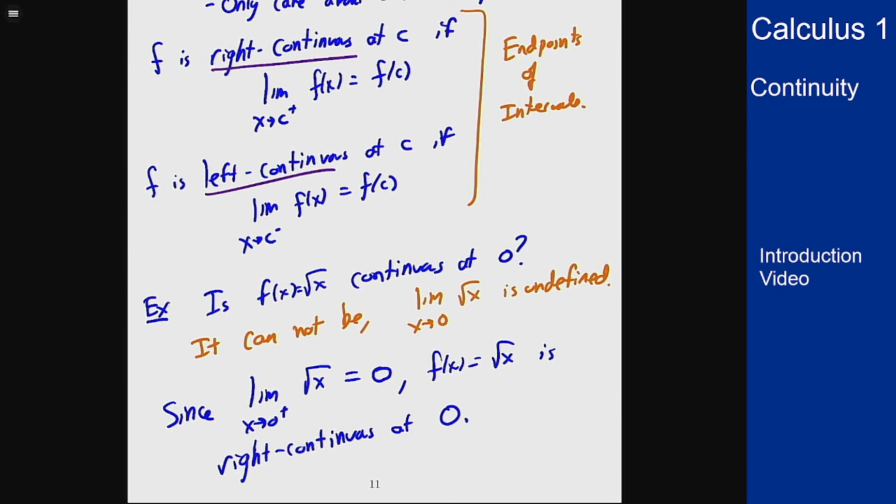So that's the basis of continuity, including one-sided continuity, and how we can talk about functions being continuous at a point based on this definition.